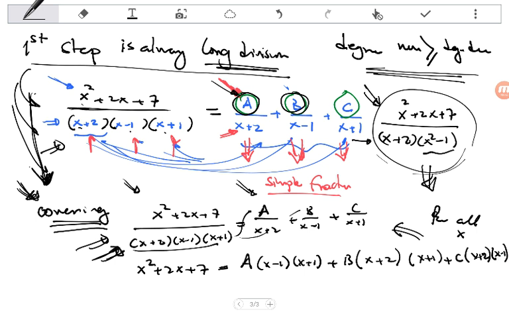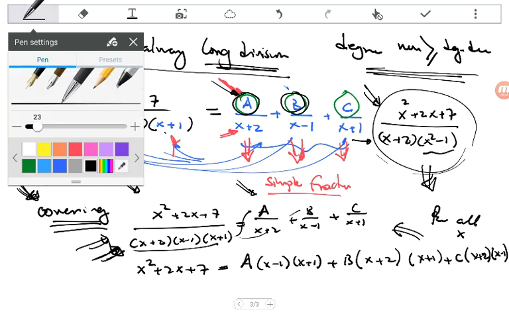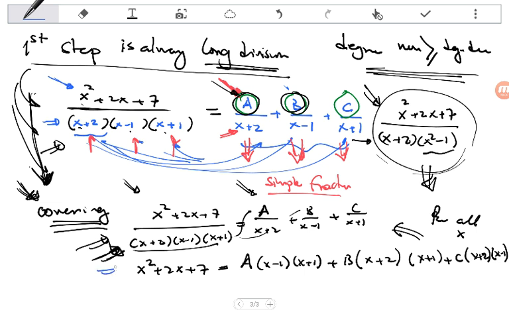Okay, I have just here multiplied the equation by the denominator. Then, because I know that this expression is equal to this expression for any x, I can substitute any x I choose in both sides. But here I can choose some values which will make the equations very simple.